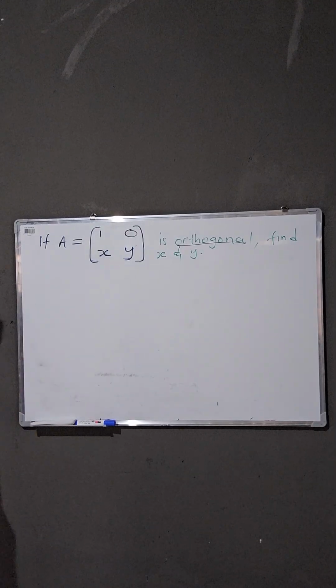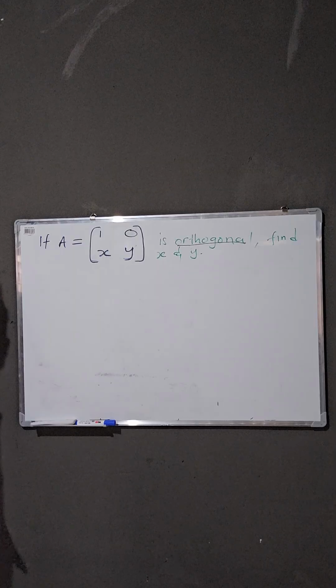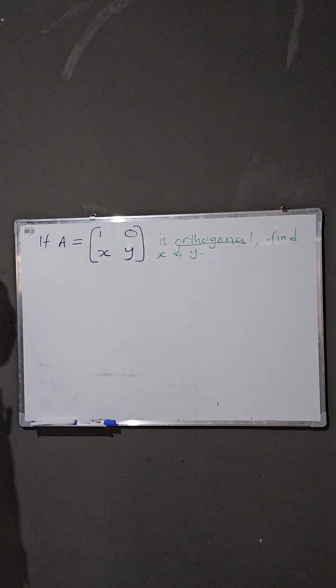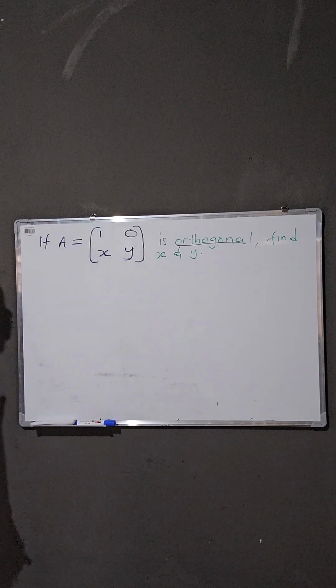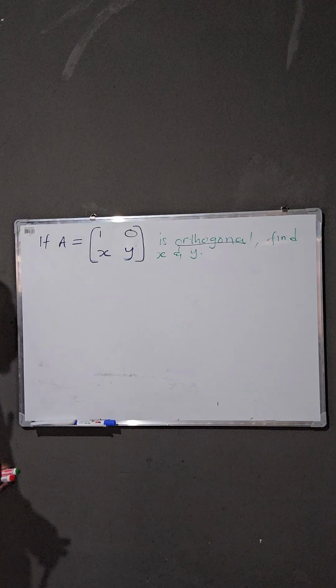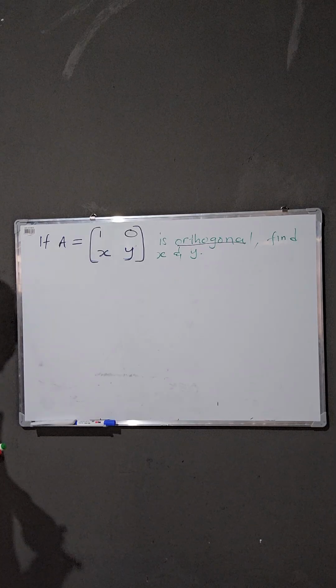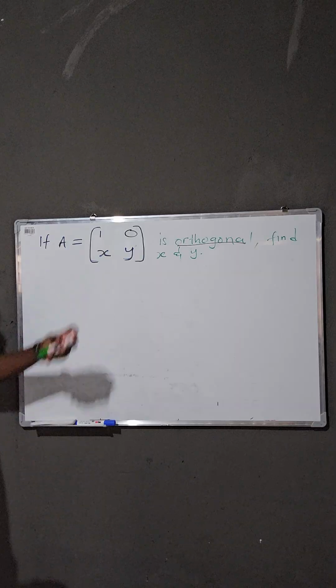Today we are looking at this question which is coming from orthogonality. The question reads: if A is an orthogonal matrix, find the values of x and y. So how can we find the values of x and y in an orthogonal matrix?